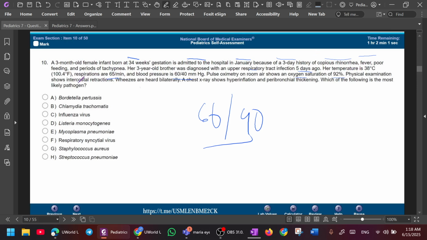Physical examination shows intercostal retractions. Wheezes are heard bilaterally. A chest X-ray shows hyperinflation and peribronchial thickening. Which of the following is the most likely pathogen?